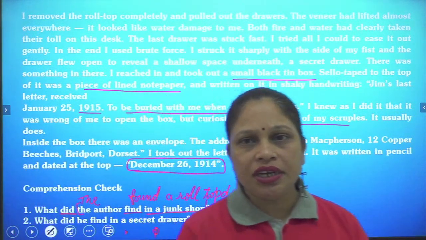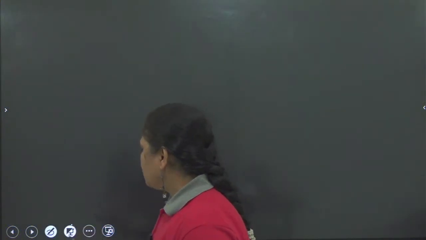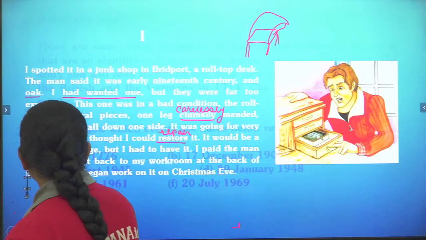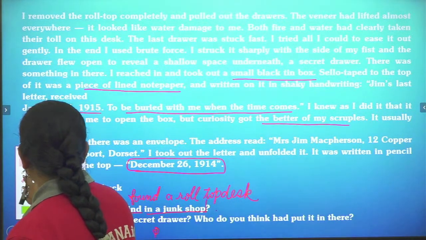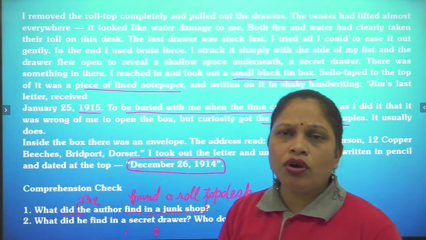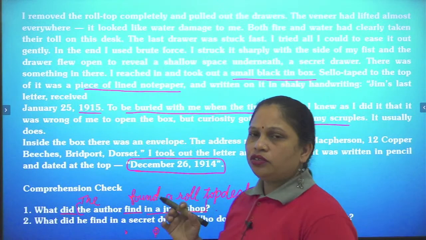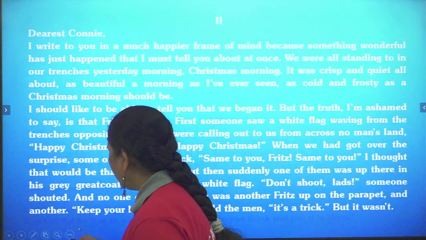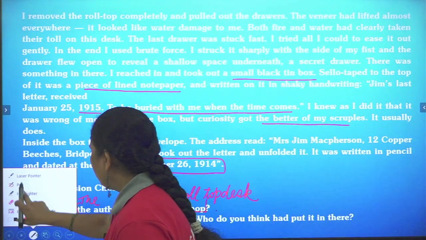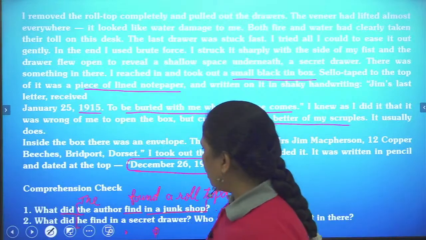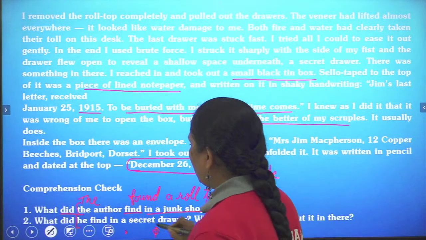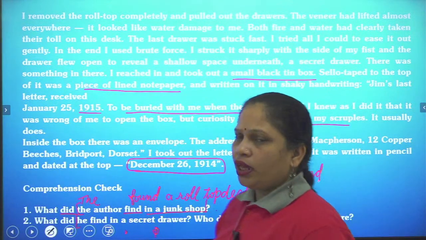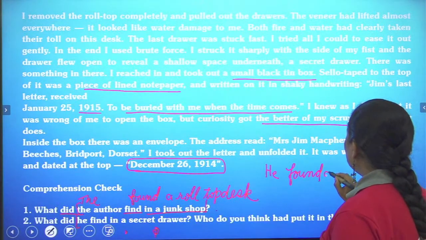What did he find in a secret drawer? Again, the question is asked using did. The story is based on the past action, so the questions are given with did, and you have to write answers in past tense. We'll start our answer with the word from the question, that is he. This H will become capital. Again, the verb find will change into the past form found. He found a small tin box.